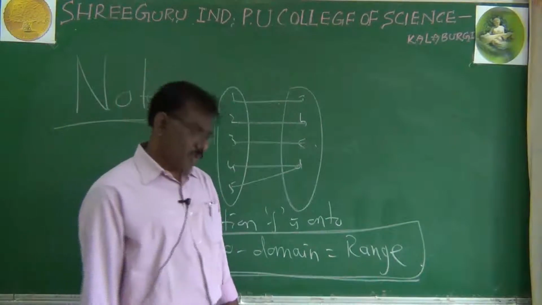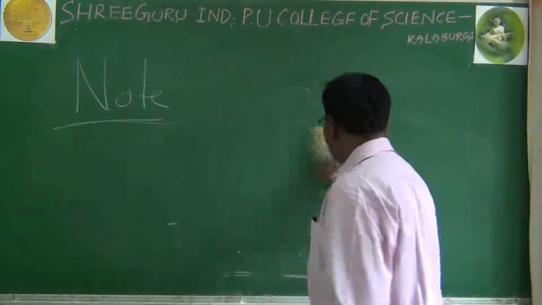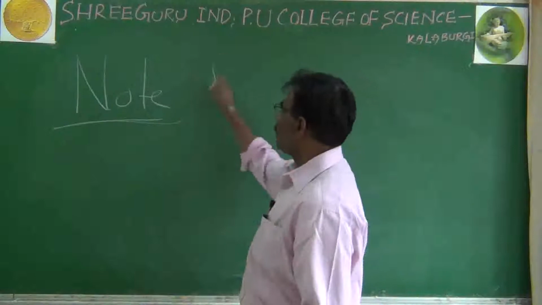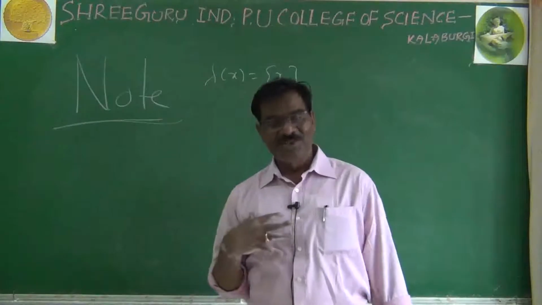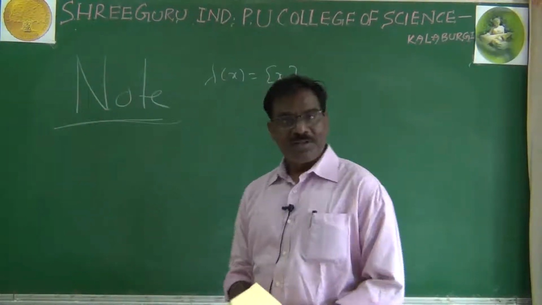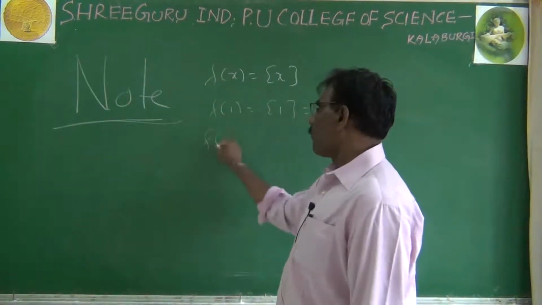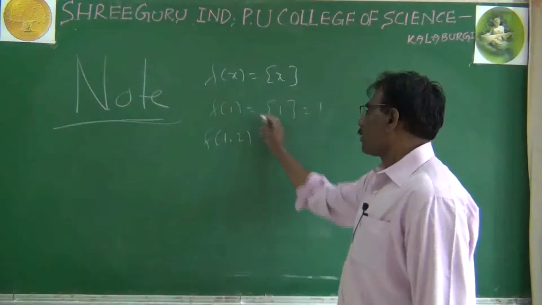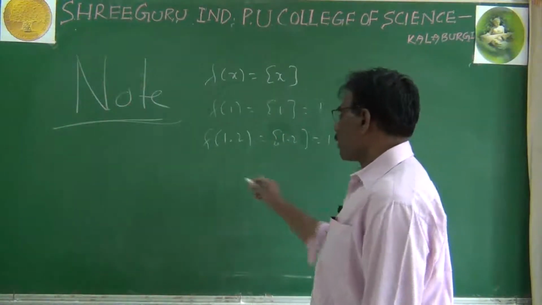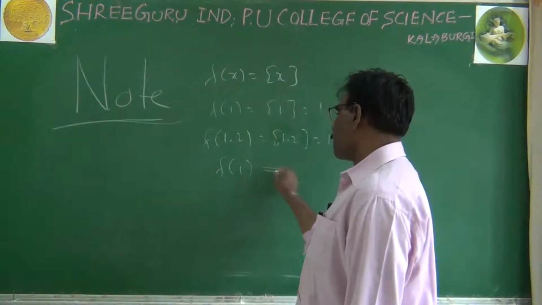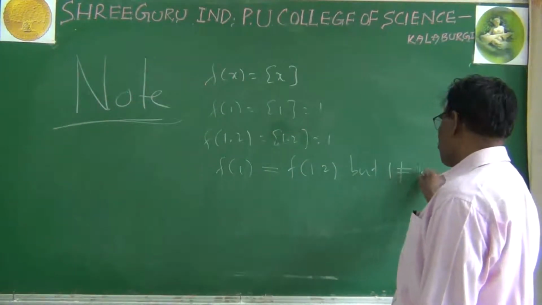One good example I explained yesterday, the greatest integer function. When you are asking the question whether it is one-one or not, this is not one-one, very simple. F of 1 equal to greatest integer of 1 is 1. F of 1.2 equal to greatest integer of 1.2 is equal to 1. F of 1 equal to f of 1.2, but 1 not equal to 1.2.